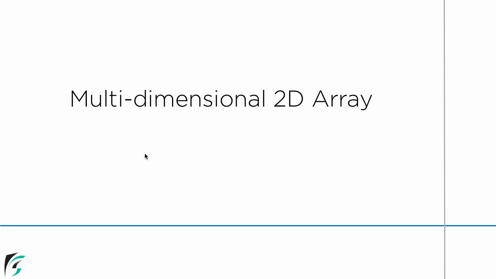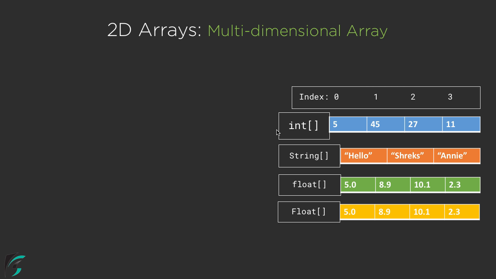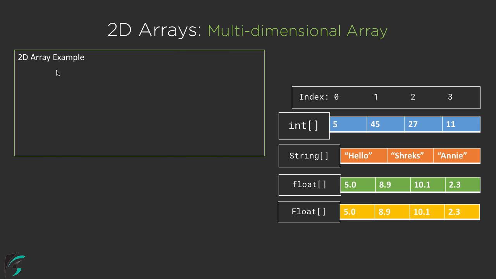And proceeding forward, let us check out the multi-dimensional 2D array. So here on the right hand side, I have the sample example of the 1D array, that is integer array, string array and so on. And apart from floating point value and string values, we can also have the boolean array, double array and so on. Now on the left hand side, let me give you the example of 2D array.